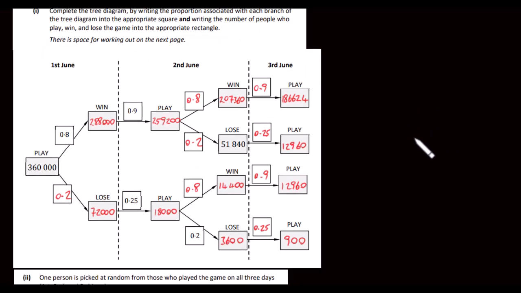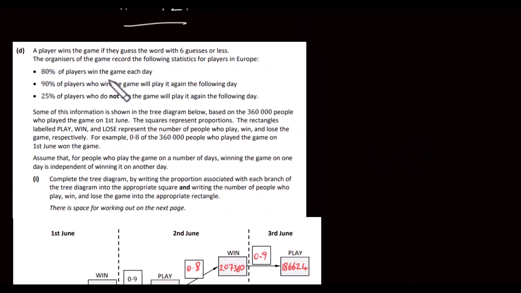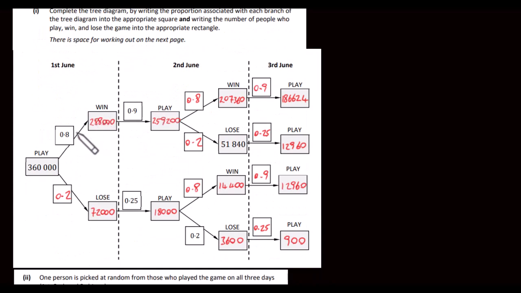Complete the tree diagram by writing the proportion associated with each branch of the tree diagram into the appropriate square and writing the number of people who play, win or lose the game into the appropriate rectangle. Now I've already done all of this and these are the numbers that I've got. What they say up here is 80% of players win the game on each day. So to win you have 80%, so losing is 0.2. Multiply 0.2 by this, multiply 0.8 by this, you get these two numbers here.